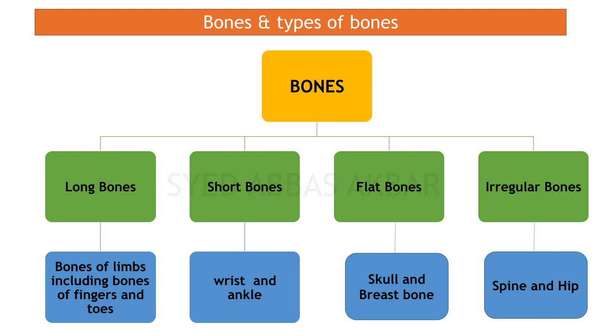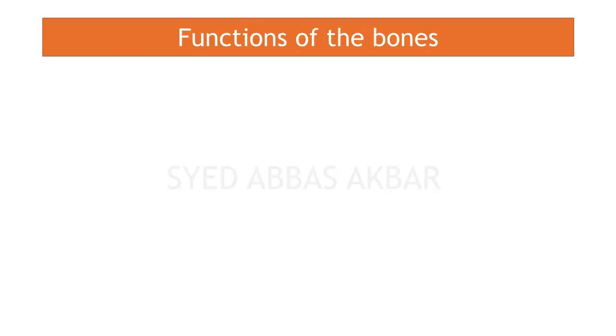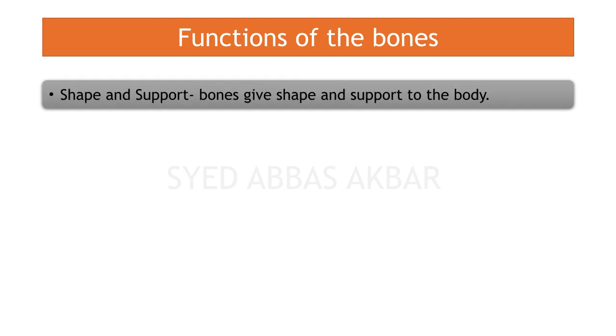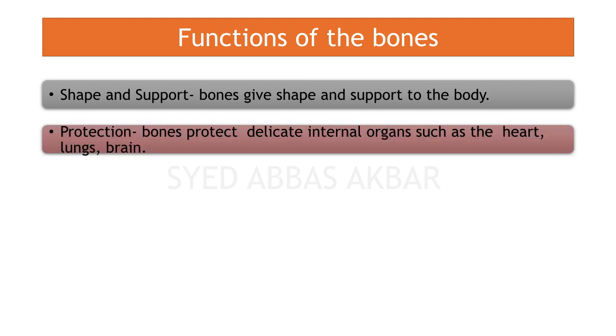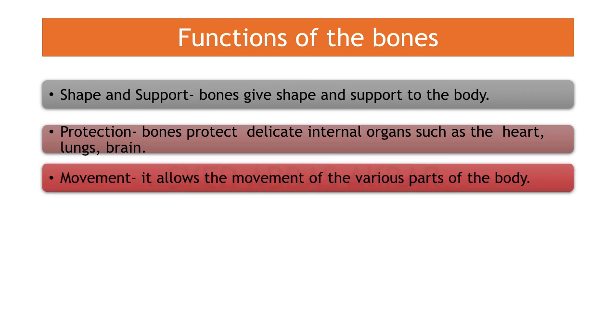Let us now talk about the functions of the bone. The first function is shape and support. Bones give shape and support to the body. The second function is protection. That is, bones protect the delicate internal organs such as the heart, lungs and the brain. The third function is movement. That is, it allows the movement of various parts of the body.